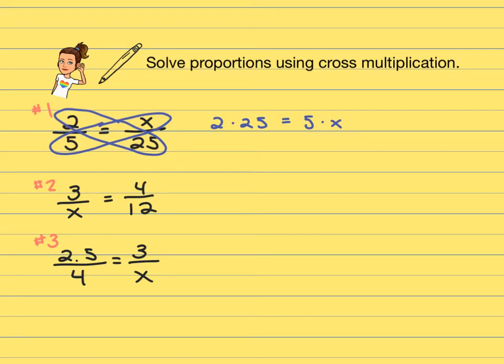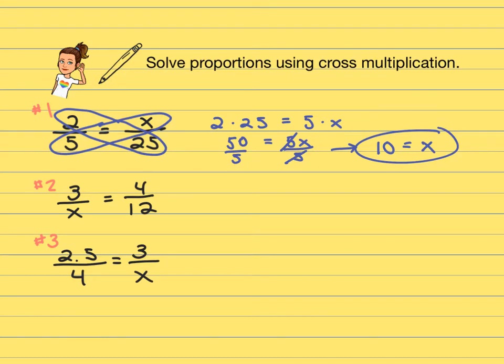Now for the product. 2 times 25 has a product of 50. 5 times x, we can simplify that and just write 5x. Now we're going to divide by 5, and we're going to divide by 5. 50 divided by 5, remember that a fraction is a division problem, so we can divide 50 by 5, that equals 10. And then right here we have 5x divided by 5. Well, 5 divided by 5 is 1, so we are left with 1x. Our answer is 10 equals x.